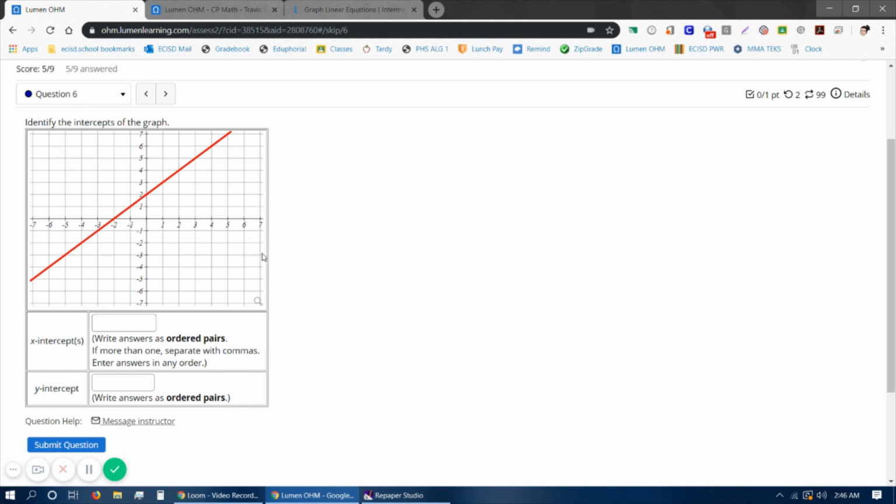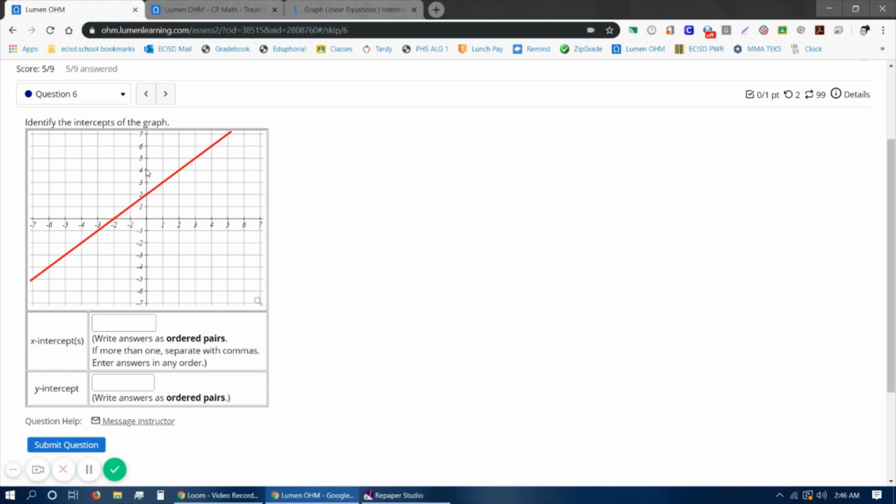Question 6 wants me to find the intercepts of the graph. If it's an intercept, that means that it's crossing the x or y axis. If it crosses the y-axis, it's a y-intercept. If it crosses at the x-axis, it's the x-intercept. And if it happens to cross at the origin, then that is both an x and y-intercept.